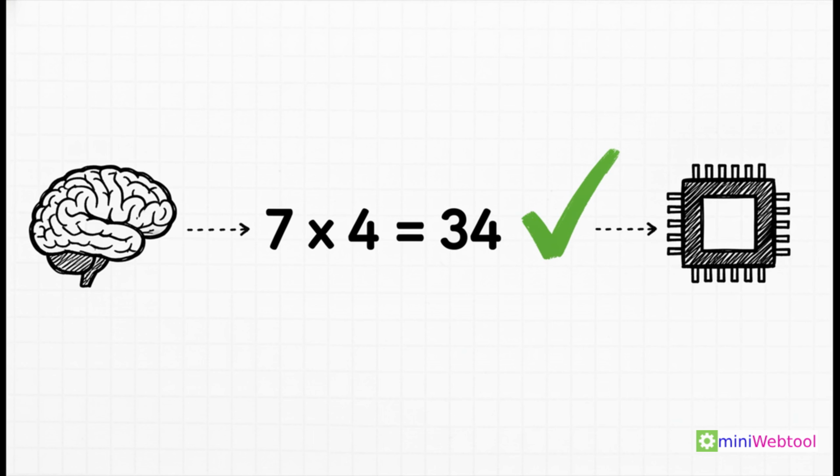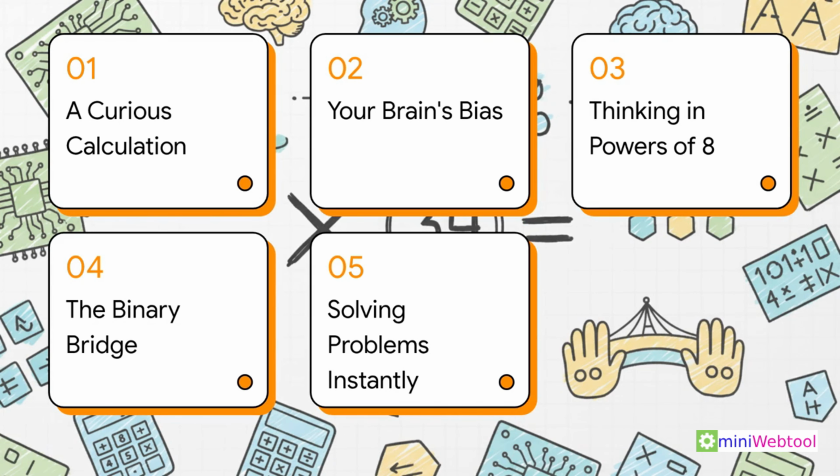This is the language of Octal, a base 8 system that's actually super important for how computers work. So, over the next few minutes, we're going to break down exactly what that means. We'll start with that curious calculation and talk about why your brain kind of fights you on this. We'll learn how to think in powers of 8, see why it's a critical bridge for computer code, and finally, I'll show you a much smarter way to handle these problems.